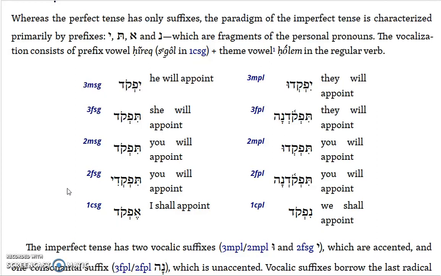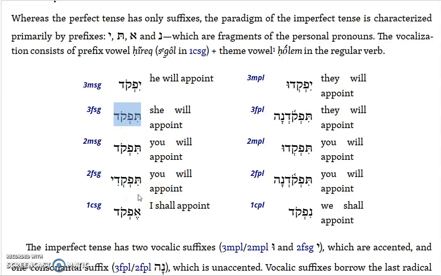Whereas with the perfect, you have suffixes at the end of the root, with the imperfect, you will have prefixes and some suffixes. So here's what it looks like. If you take pakad, to appoint, then you have yifkod, he will appoint. Tifkod, she will appoint. Tifkod, you will appoint. Notice that these two forms are identical.